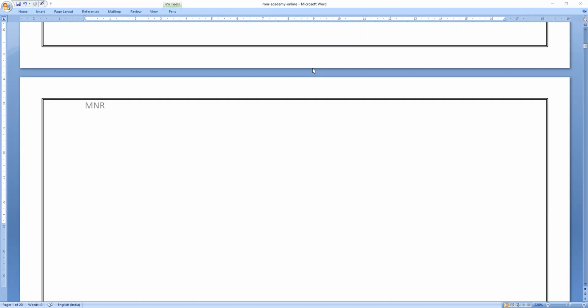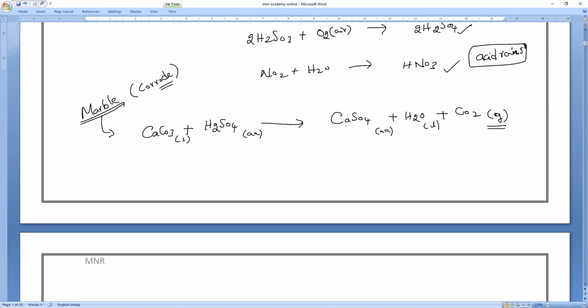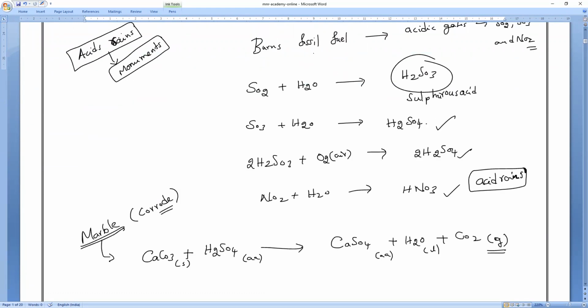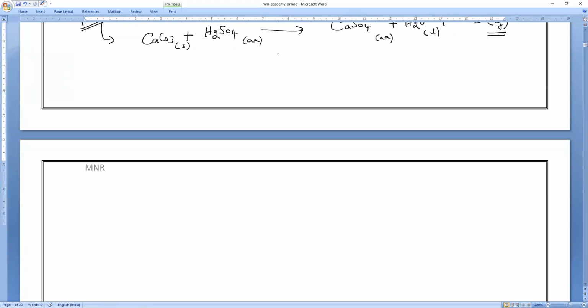Burning of fossil fuels is the cause of acid rains. Remember that. Okay. So now let us observe the common acids we have and their uses.